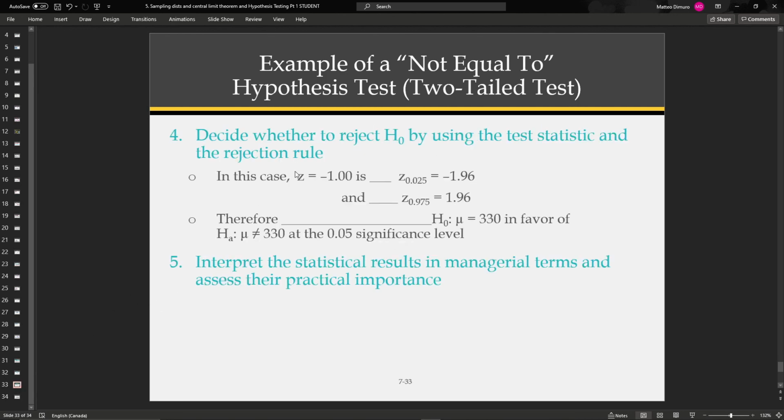So, are we going to reject H0 or not? Well, in this case, we got z equals negative 1.00, which is greater than the left side, so it's greater than negative 1.96. And negative 1.00 is less than 1.96. Therefore, we cannot reject H0, mu equals 330, in favor of HA, that it does not equal 330, at the 5% level.